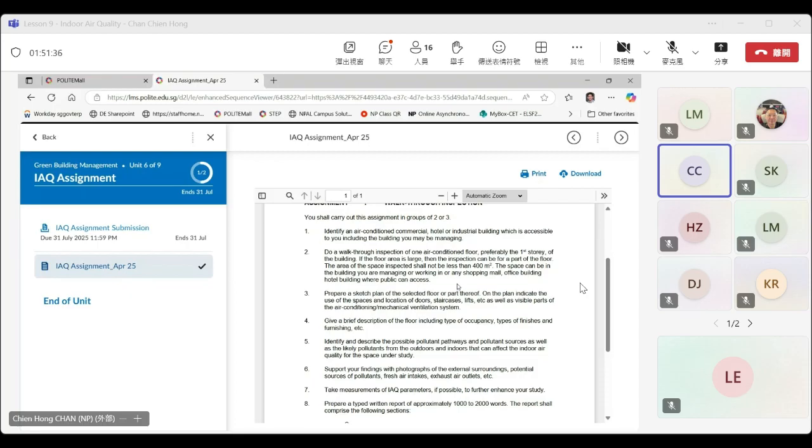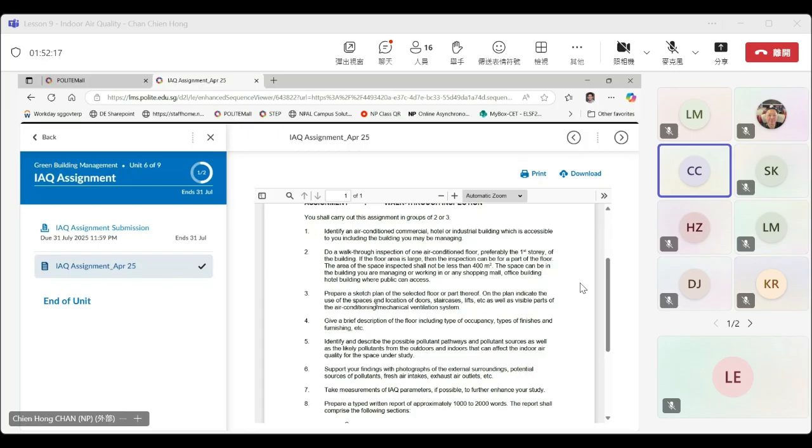So when you are doing your visit, prepare a sketch plan of the floors. Alternatively, if you're using a shopping mall, you can go to any of their firefighting lobbies and take a photo of the floor plan, and you can make use of it. And just circle the areas that you are inspecting for this exercise. Preferably, on the plan, indicate the use of the space.